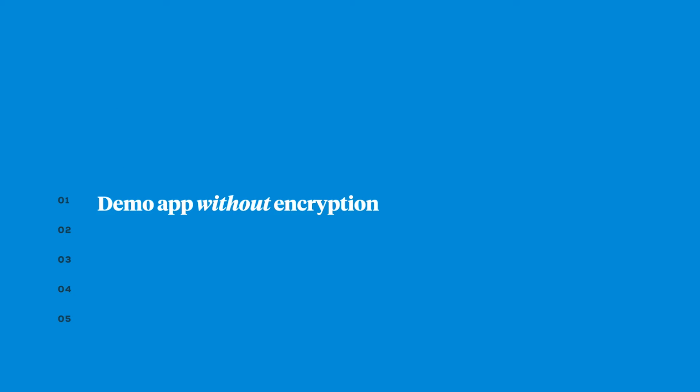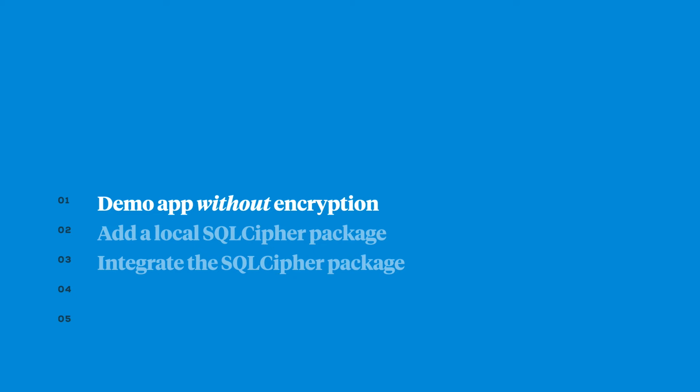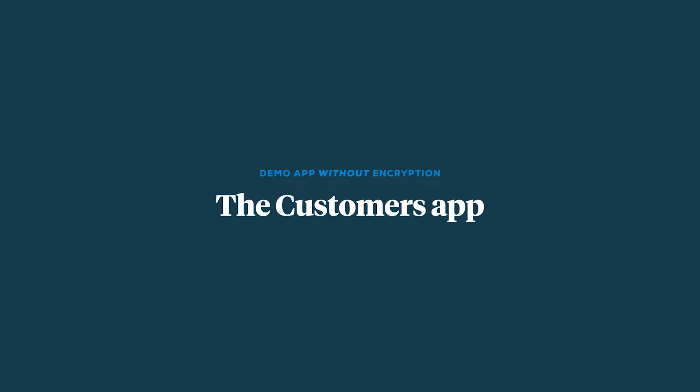We'll begin by looking at a simple demo app that's storing unencrypted user data on a device. Then we'll grab SQLCipher's source code and drop it into a local package. Next, we'll integrate this into our demo project. And if all goes well, our demo app should look the same on the outside, but be fully encrypted under the hood. When we conclude, you'll have an easy recipe for using SQLCipher in your own project via Swift Package Manager. So let's get started.